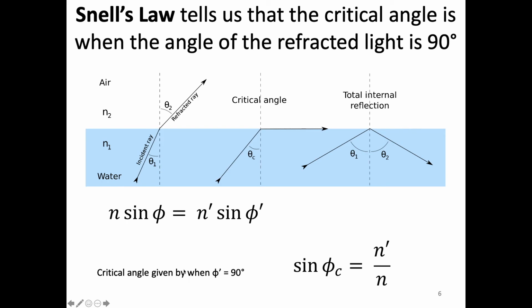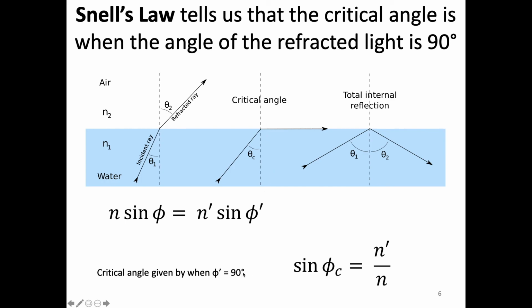So this is Snell's law, and the way we can get critical angle is by setting the second angle, phi prime, to 90 degrees. Because essentially, if you look at this example here, if we think of this light that is parallel to the fiber, that is going to be 90 degrees to the normal.